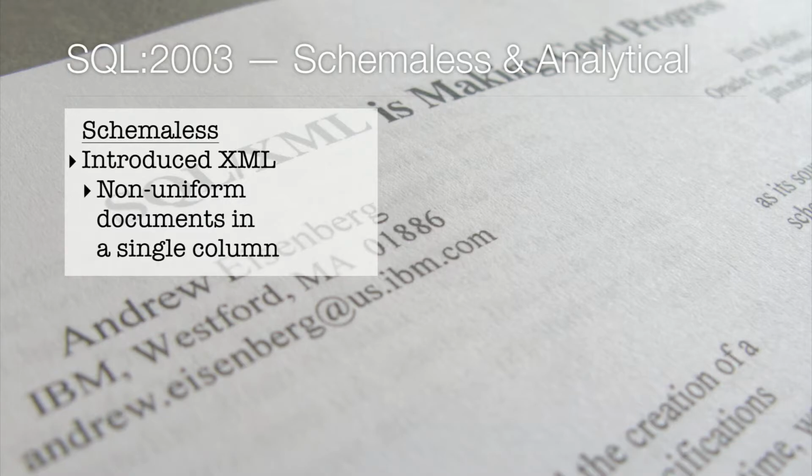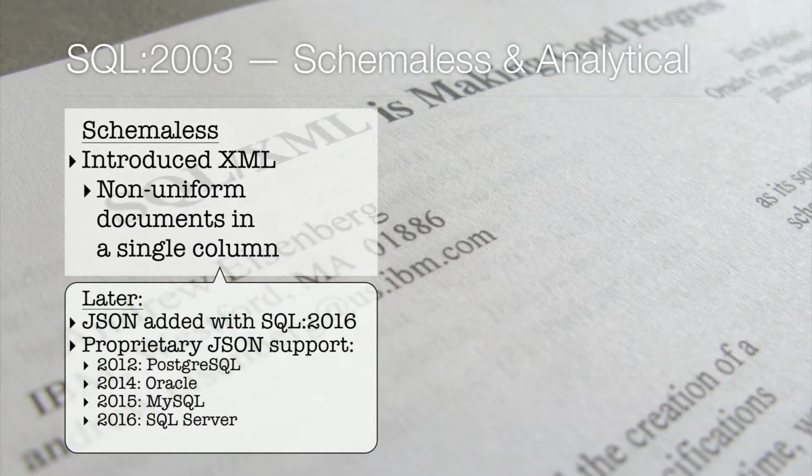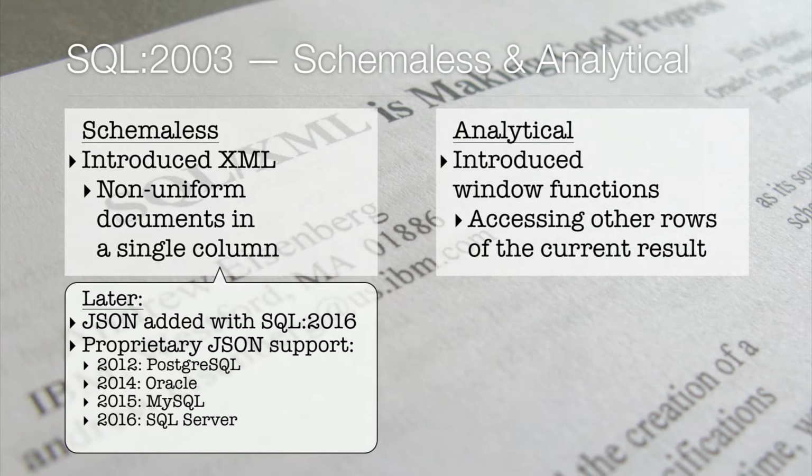XML at that time, because XML was the hot thing at that time. Later on, we have got JSON support, and this is what I will show you later on. And on the transformation side, we have got window functions. This is the over clause, if you have ever overseen.